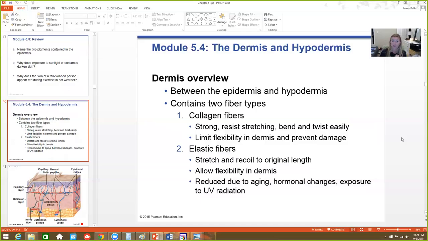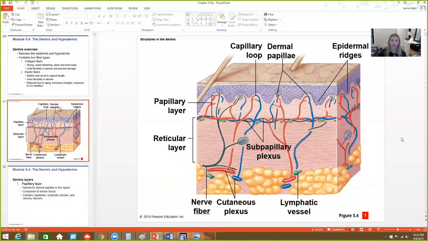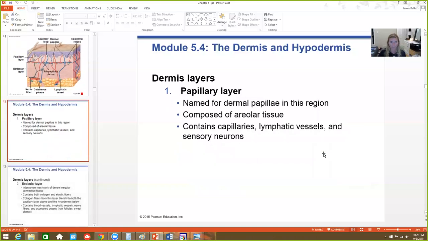They allow for the flexibility. They get reduced in the aging process, which is why our skin sags and droops and we get wrinkles and all of that. Here you see where we're talking about in this dermis. We're talking about this area here between the papillary layer and reticular layer. So let's talk about that papillary layer first.